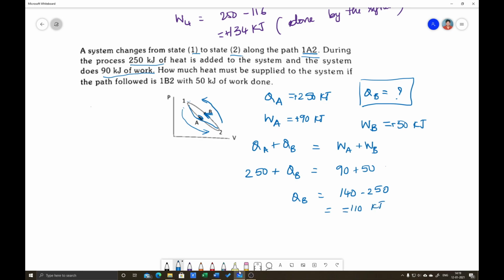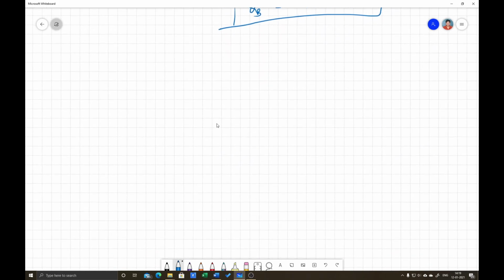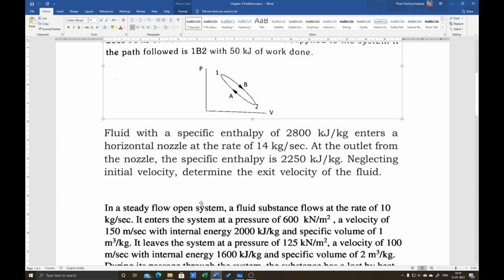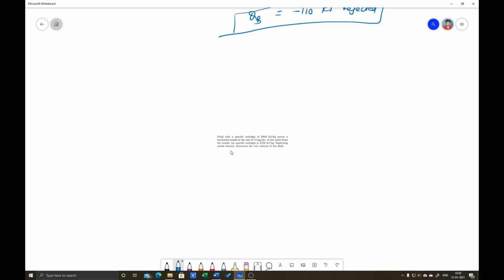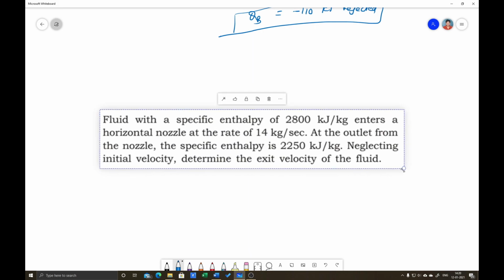kilojoules. Here we are getting a negative sign, which means heat is rejected by the system. Okay, this is how you will apply the first law of thermodynamics to a cyclic process. This is one problem. We'll solve another problem related to SFE, so mainly the problem will be coming from SFE, that is steady flow energy equation. We'll try to solve that also.